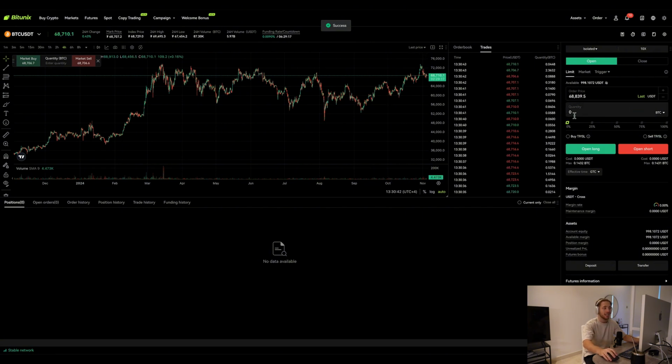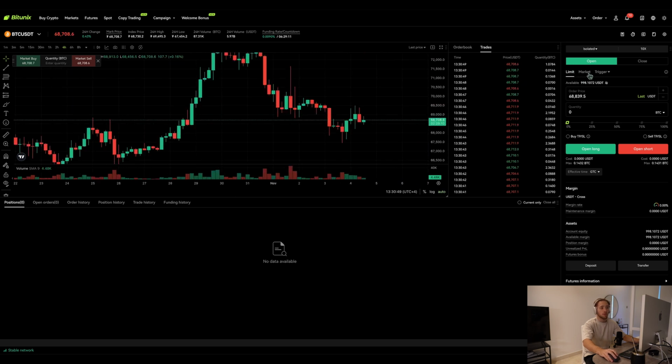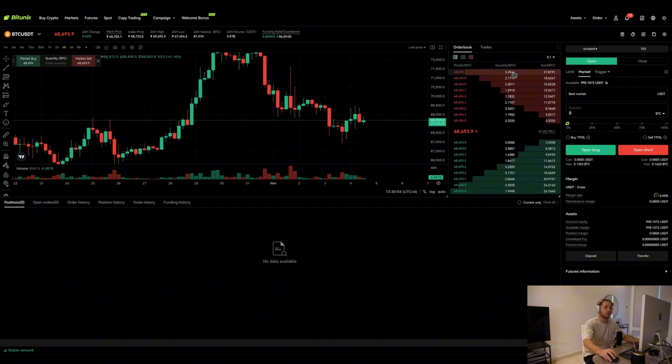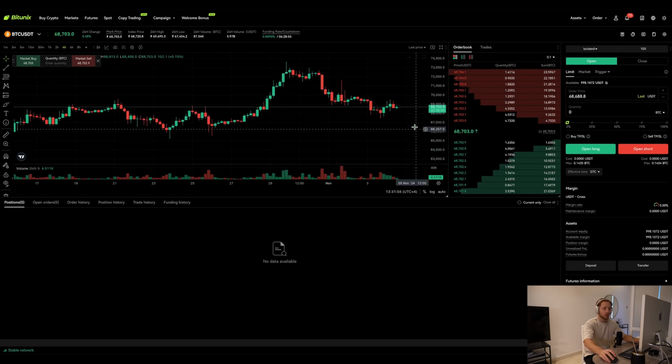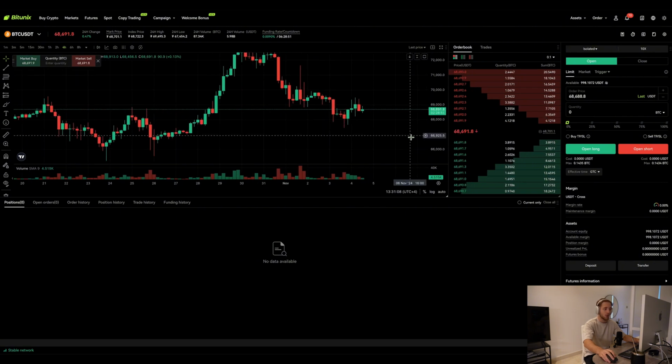Let's open a long position on BTC as an example. As you can see, we have two options, market and limit order. Market order means your trade is going to be filled based on the current price. The limit order is a type of order where you pick a specific price on the coin that you want your position to be filled at.